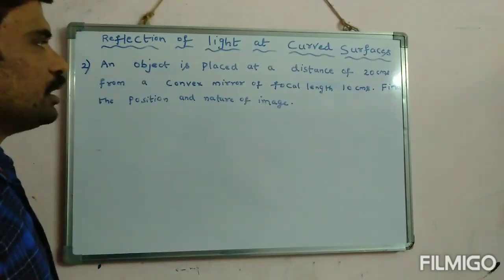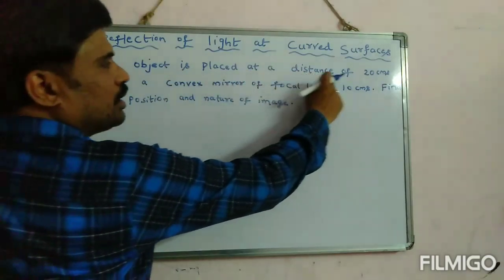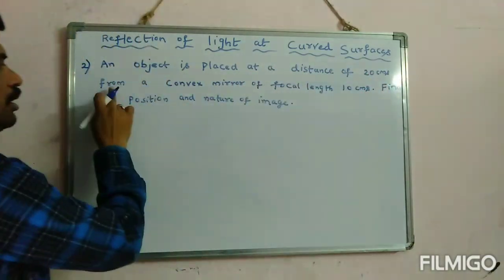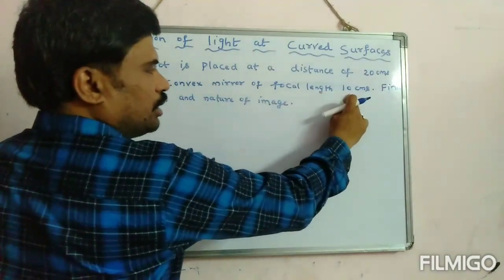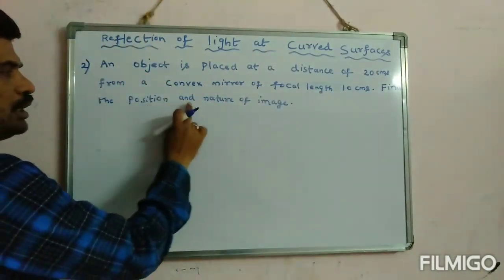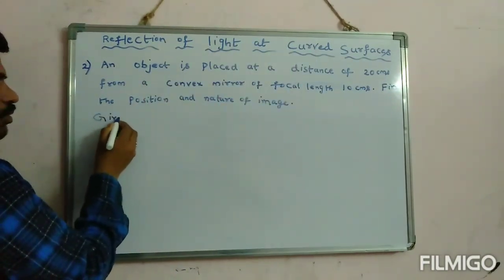Now let us see the second problem. An object is placed at a distance of 20 centimeters from a convex mirror of focal length 10 centimeters. Find the position and nature of the image. What is the given data? First let us write the given data.